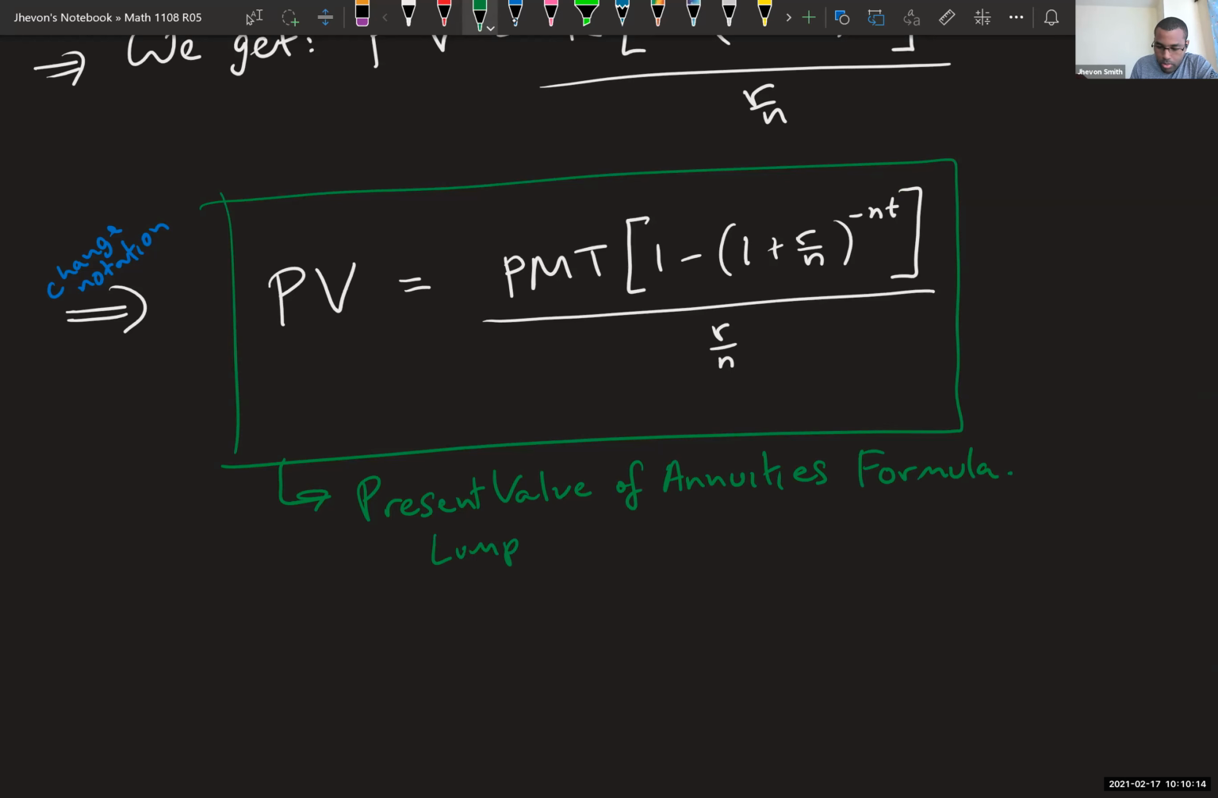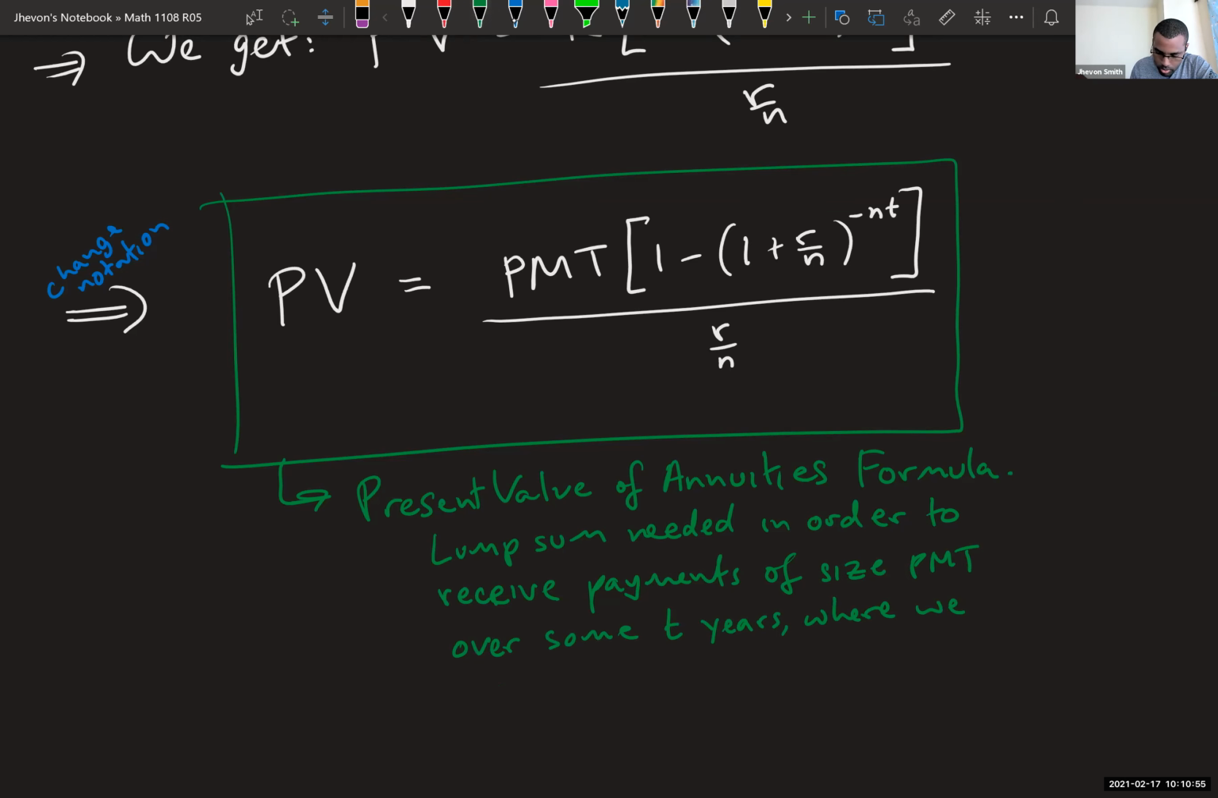So it's the lump sum needed in order to receive payments of size PMT over some T years, where we get compound interest n times per year. Okay, so it's called the present value of annuities formula, right?